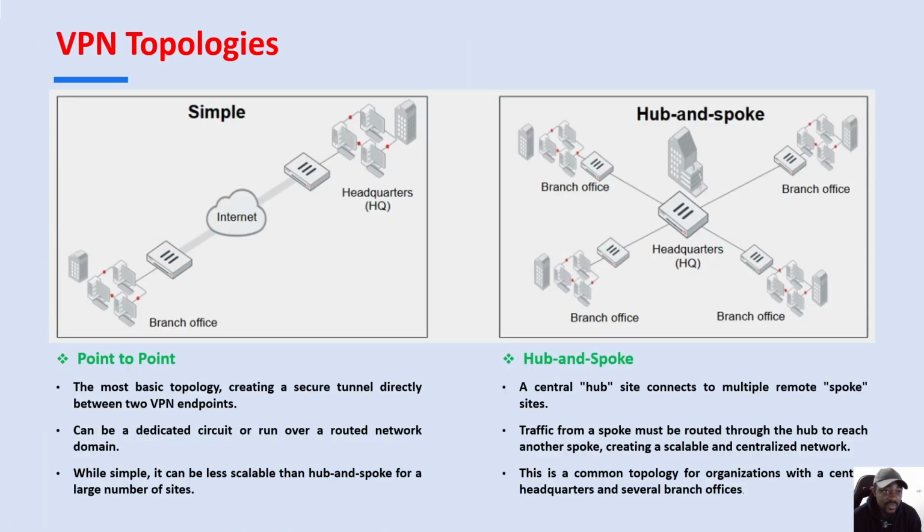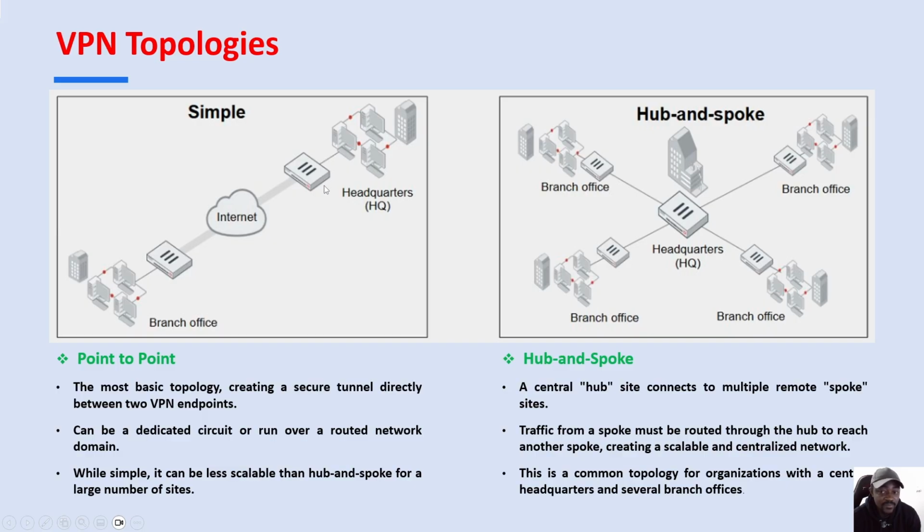Talking about VPN topology, depending on the size of your network or your company, you might have one of these topologies. Either you have just a simple topology where you have a headquarter and a branch office. You just want to establish an IPsec tunnel between the two so that data can be exchanged on both sides or from one side to another, depending on how you like to do it. So this is a basic topology.